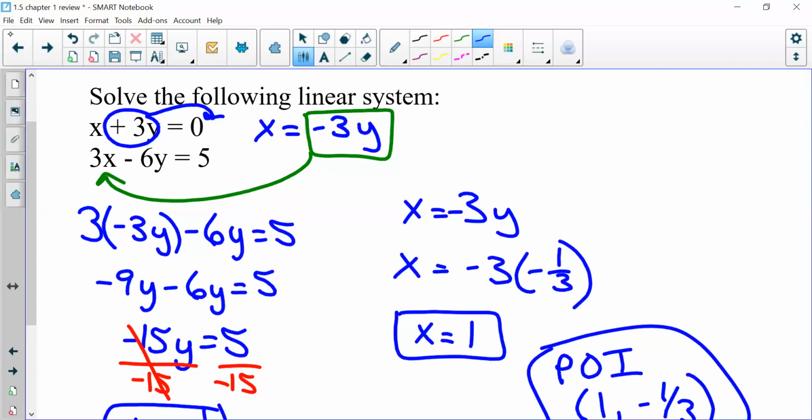Okay, so it really doesn't matter what method you choose. What would make it easier to use for the question, like the point? What was easier for this question?